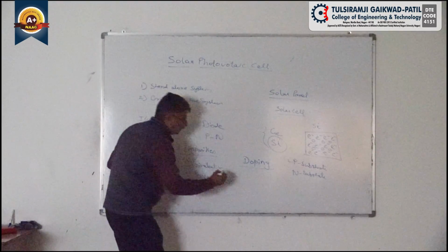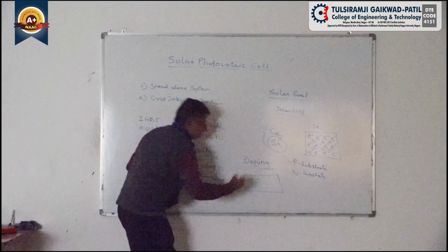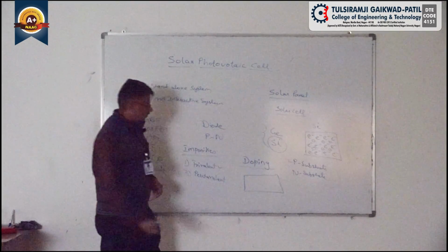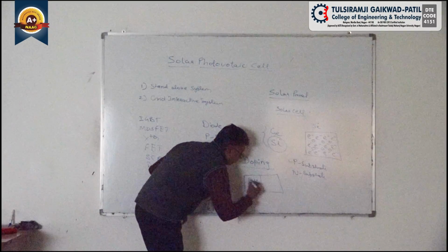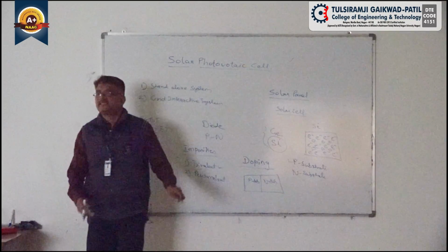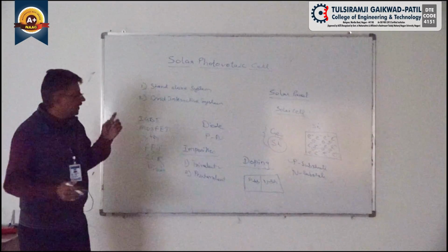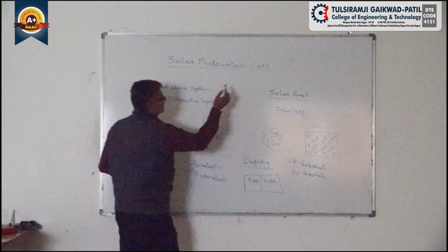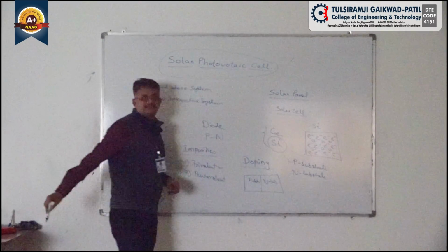We are fusing these two substrates means we will make a structure like this, which will be consisting of P substrate on one side and N substrate on the other side. So this generally we are making when we are manufacturing a diode. But as far as our concern is, that is how we are considering a solar photovoltaic cell.